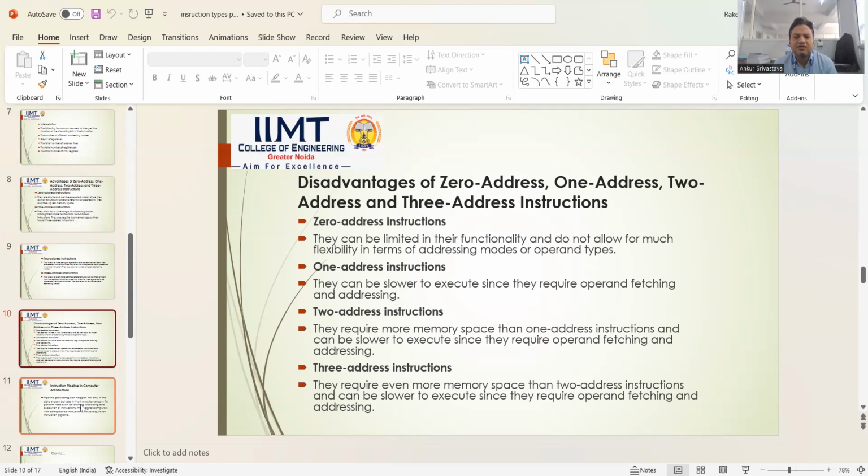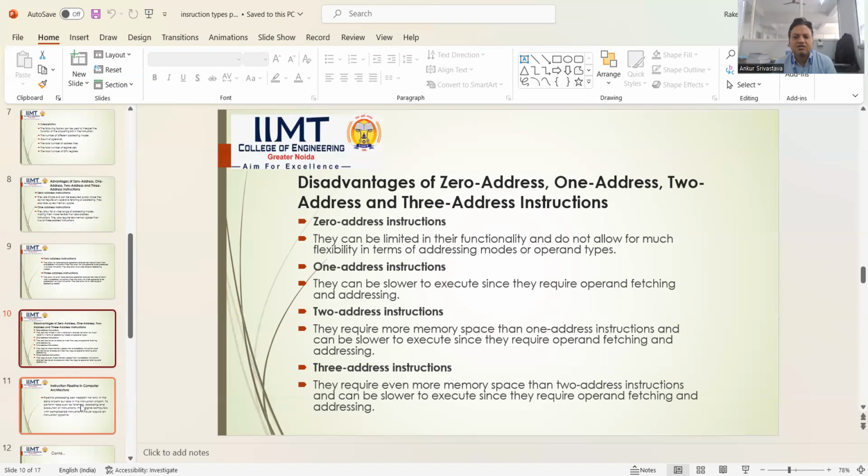We have 4 steps, or we can say 4 operations, in the processing of instructions. That is: fetch instruction, decode or interpret the instruction, execute instruction, and handle interrupts. If there is any interrupt, then that instruction is executed again. So they can be slower to execute since they require operand fetching and addressing. That is why they are slower in comparison to 0 address.